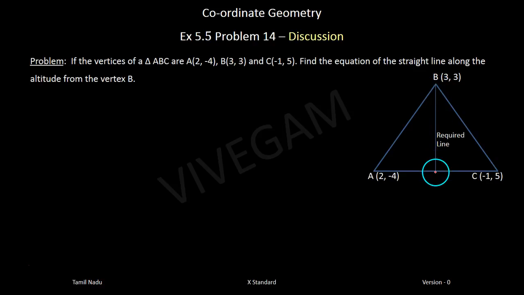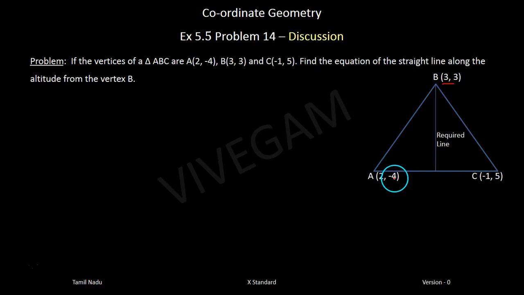This is the vertex B and this is the altitude, right? So they want to find the equation of this straight line, the altitude from vertex B. How will you find it? You have one point already on this straight line. If you have the slope, we can calculate it. But you know, the altitude is perpendicular to AC, right?